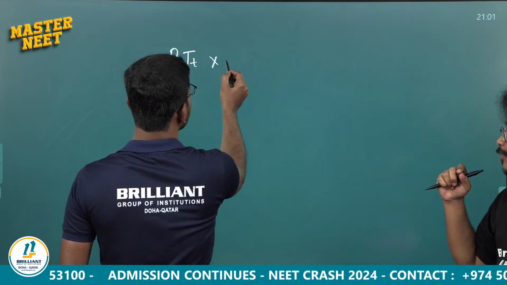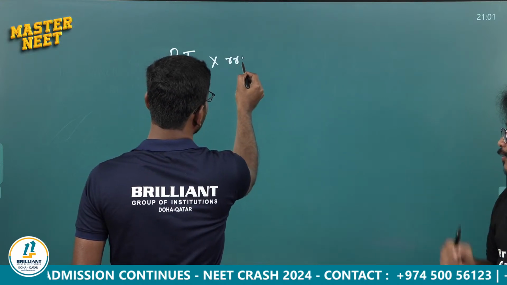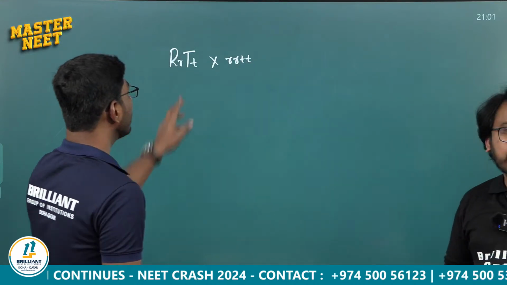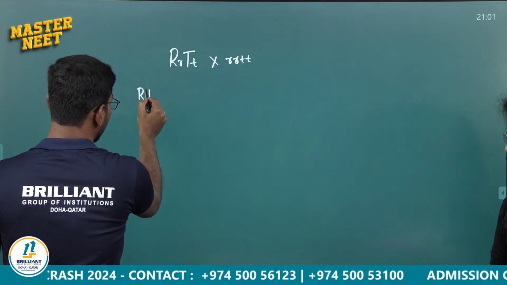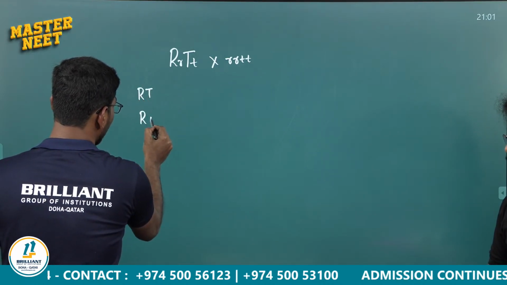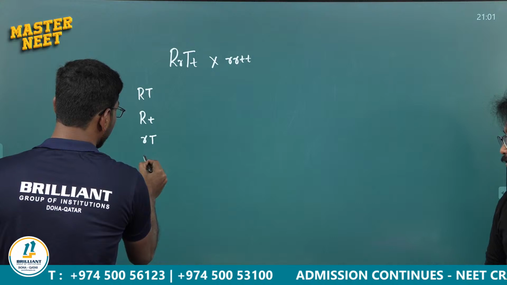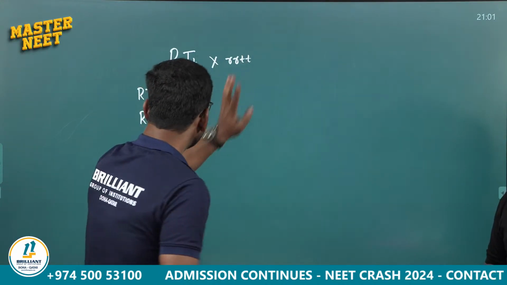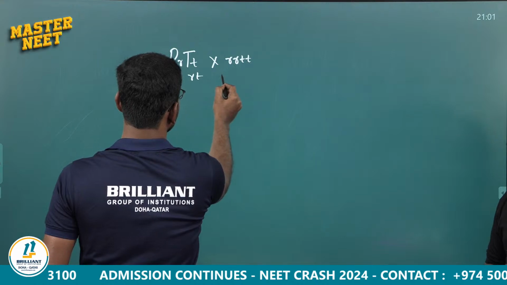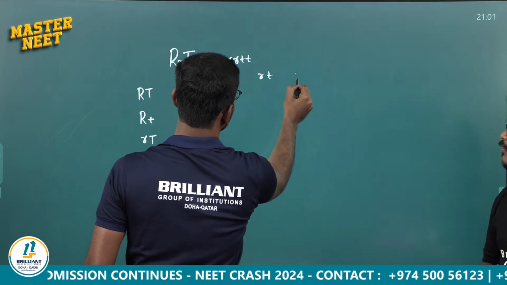I am the recessive parent. What is the recessive parent? Tell me: small r, small t, small t. So tell me, how many different types of gametes can come? Capital R capital T, capital R small t, small r capital T, small r small t, from this genotype. I am clear, student. From here, tell me: small r, small t.